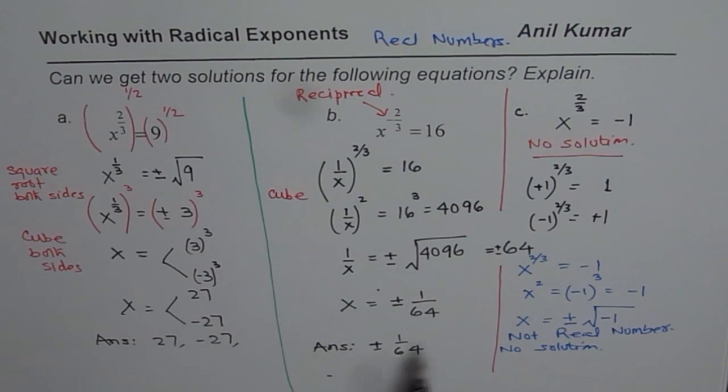So what you notice here is that there are times when radical exponents may lead to two solutions or no solution. That is kind of important to understand.